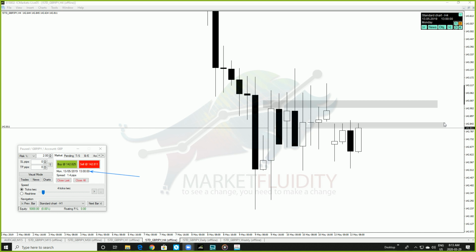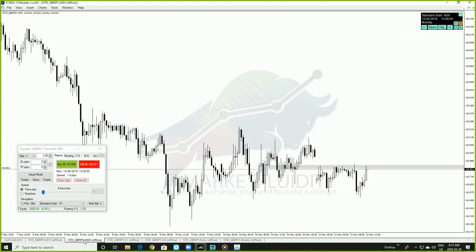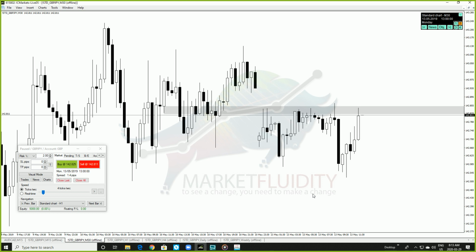So what we're going to do is look for the same resistance on the 1 hour chart. So we're going to copy this over to the 1 hour chart. Go to the 1 hour chart. See, it's copied now. So 1 hour has some sort of resistance here. If you go to the 30-minute, we have the same resistance here on the 30-minute chart.